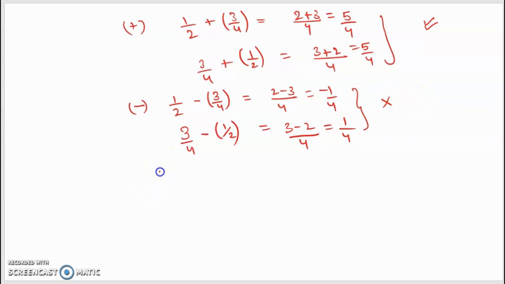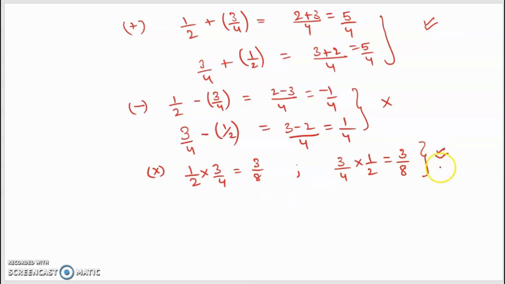Now multiplication. So 1 by 2 into 3 by 4 gives me 3 by 8, while 3 by 4 into 1 by 2 gives me again 3 by 8. So we can see that yes, the result is the same, hence it follows the commutative property.